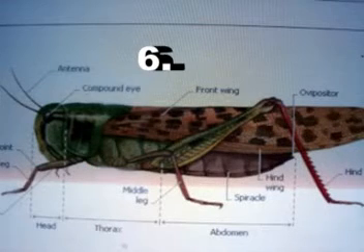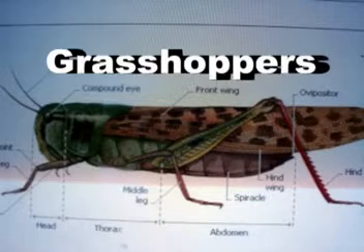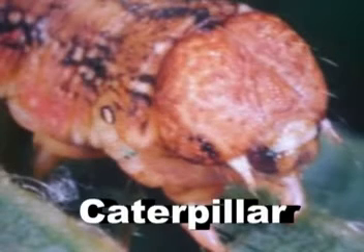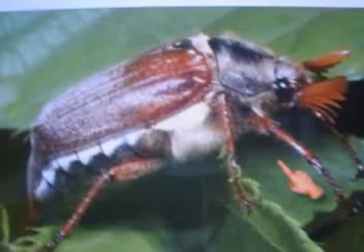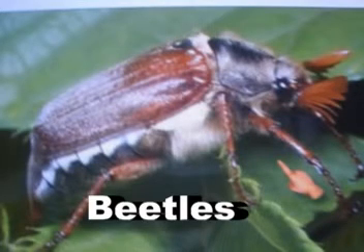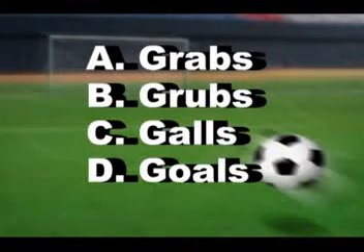Number 6. The examples of chewing insects are grasshoppers, caterpillar, the blank, and the beetles. A. Grubs, B. Grubs, C. Galls, D. Goals.